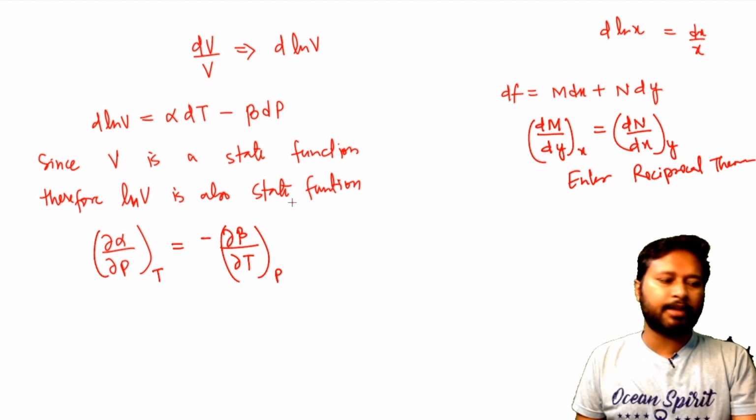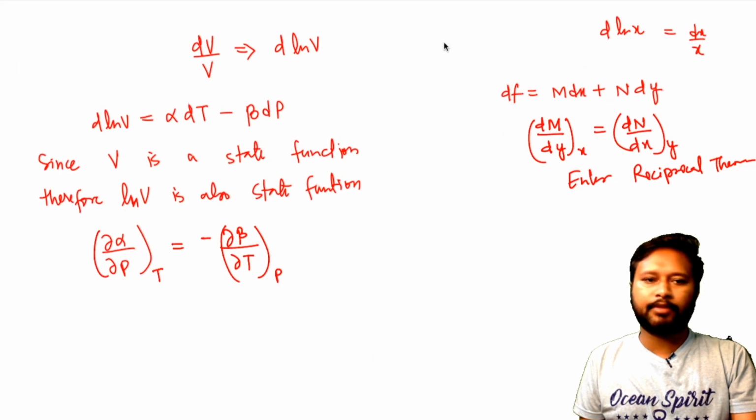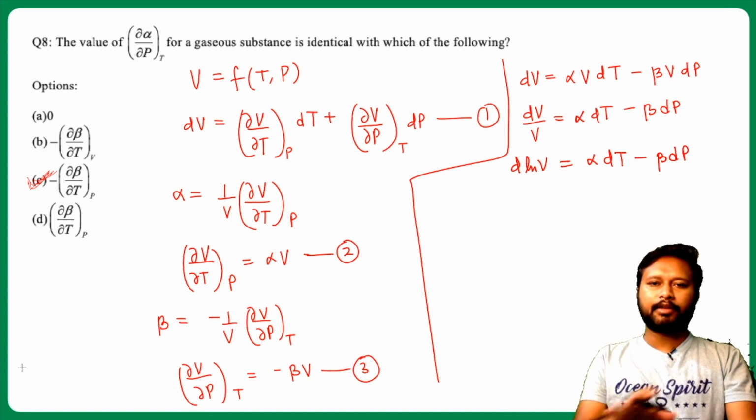So in the question, I guess it was asked to calculate del alpha by del p at constant T. We have just calculated del alpha by del p at constant T, and this is equal to minus del beta by del T at constant p. So minus del beta by del T at constant p, and that's your option number C, and this should be your correct option, and this is how it has to be.